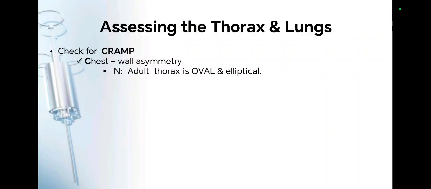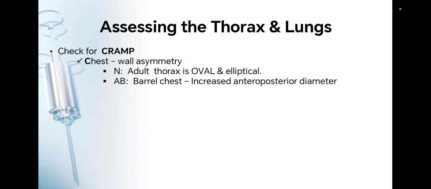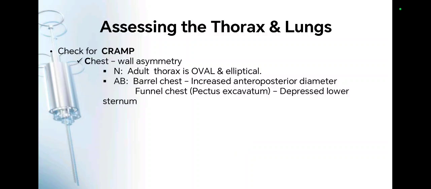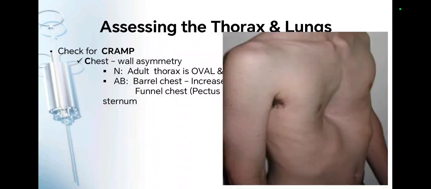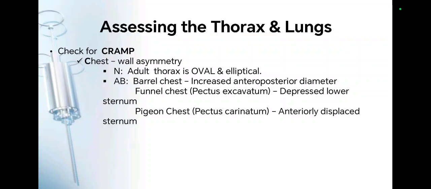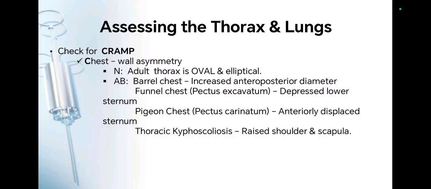Normally, the adult thorax is oval and elliptical. Actually, the anterior posterior diameter is mostly smaller compared to the lateral diameter. Among the abnormalities, we have the barrel chest, or increased anterior posterior diameter. We have also the funnel chest or pectus excavatum, the depressed lower sternum. And then we have the pigeon chest or pectus carinatum, an anteriorly displaced sternum, like the beak of a pigeon. And then we have also thoracic kyphoscoliosis, with raised shoulder and scapula.